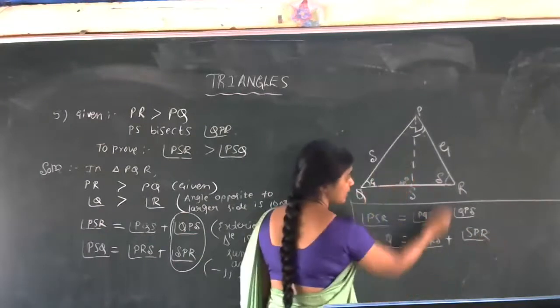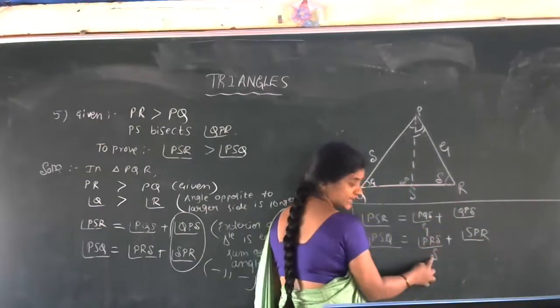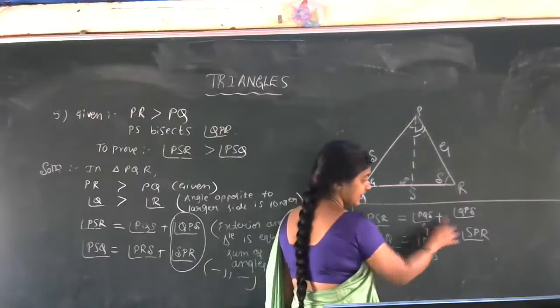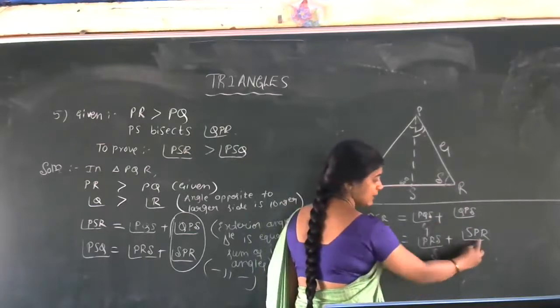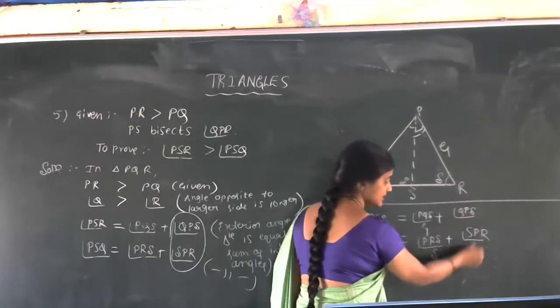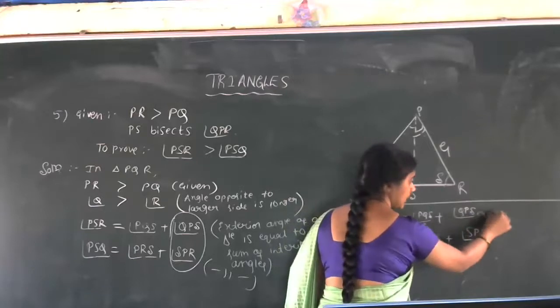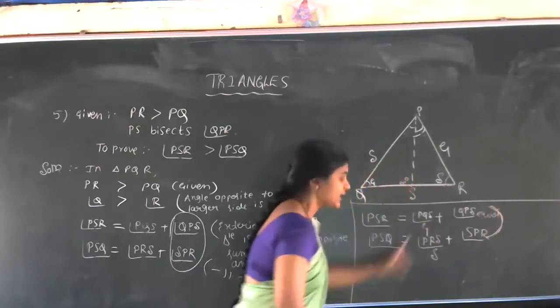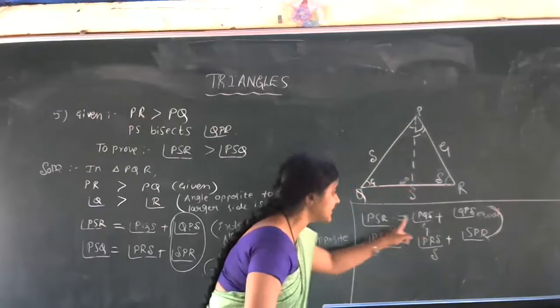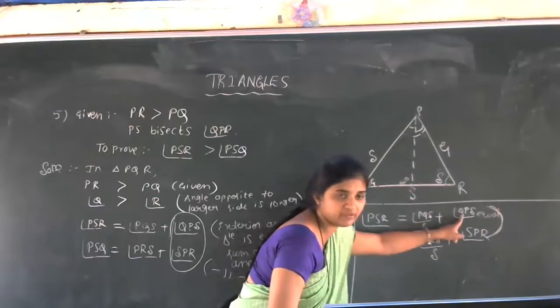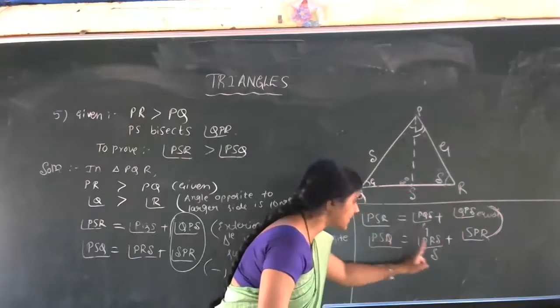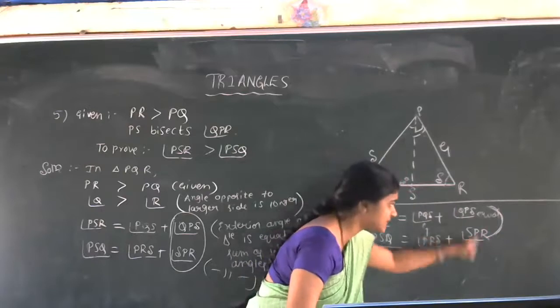Okay, so this is the smaller angle, and this is the greater angle. Greater angle plus one angle, smaller angle plus one angle. These two angles are equal. Now you just compare these two. PSR is the sum of the greater angle and one common angle. PSQ is the sum of the smaller angle and the same common angle.